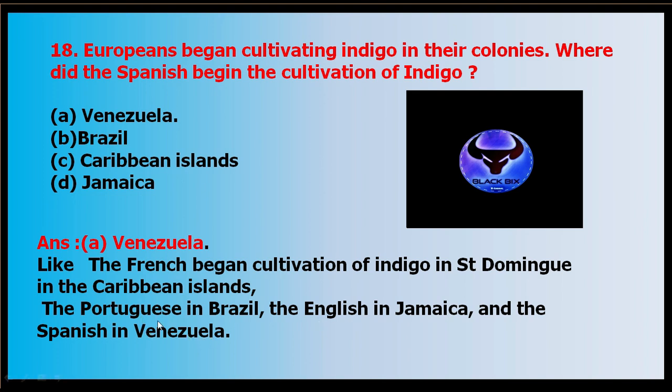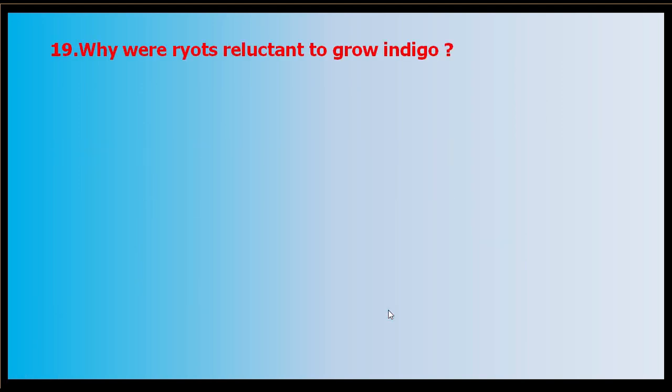Venezuela. Spanish did it in Venezuela. So you learn this, right? This was in the book. So moving to question number 19. Why were Ryots reluctant to grow indigo? Why did they not want to grow the indigo in their farms?